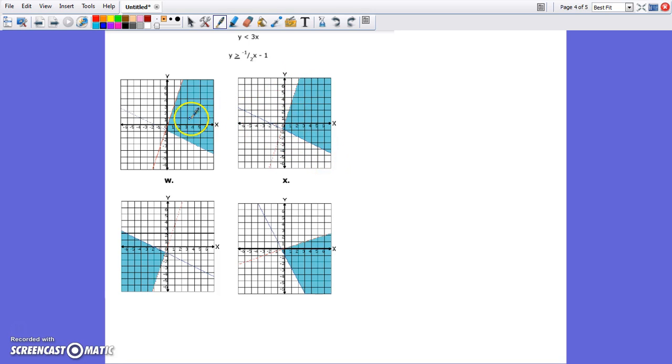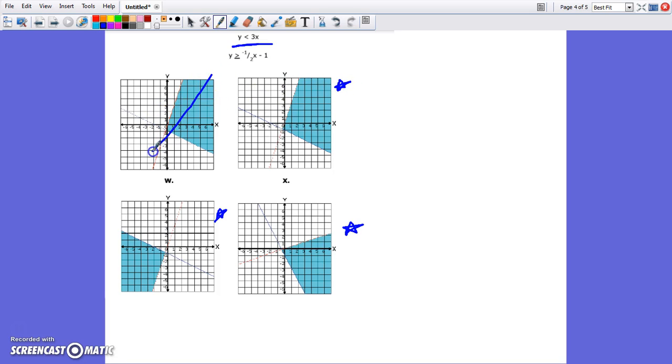This blue line here is solid. This blue line is dashed. If you look up here, where do I want to start? The one where y is less than, this is going to be a dashed line, correct? And that's going to be a positive slope. So let's look here. It could be this one because our positive slope right here is dashed. It could be this one. Our positive slope is a dashed line. It could be this one.